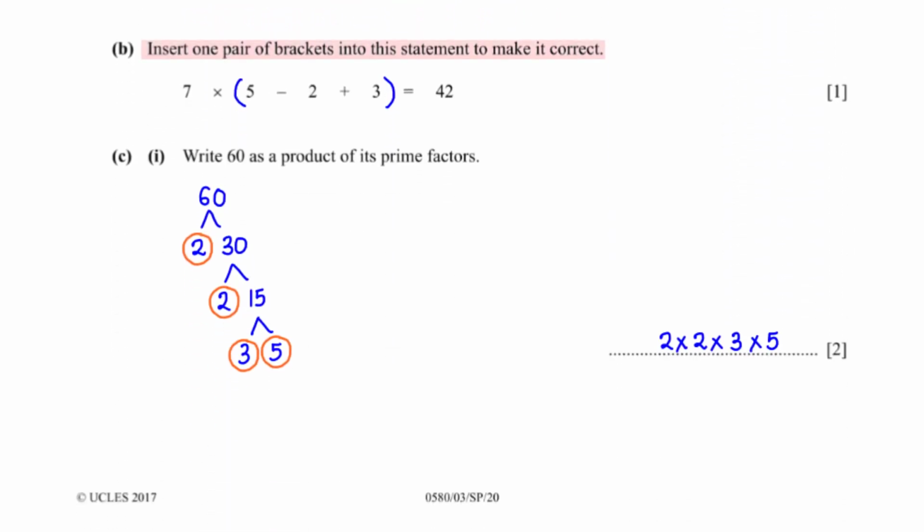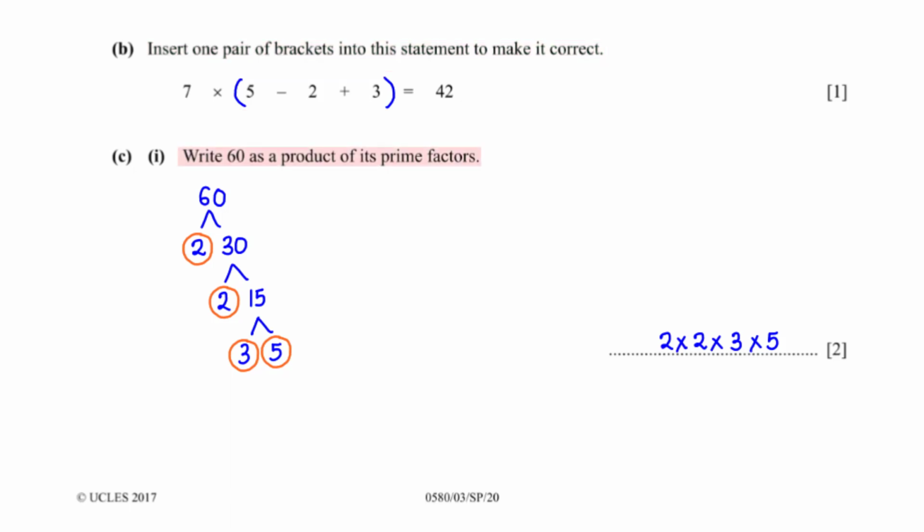Insert 1 pair of brackets into this statement to make it correct. To make the statement correct, we put a pair of brackets around 5 minus 2 plus 3. 5 minus 2 plus 3 is 6, and so 7 times 6 is equal to 42, which is the number we have on the right-hand side of the equation.